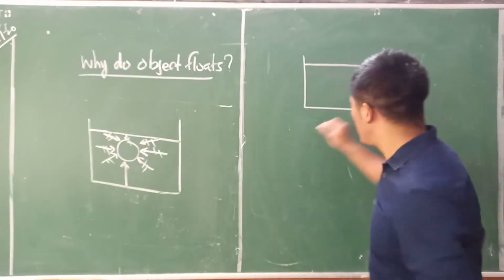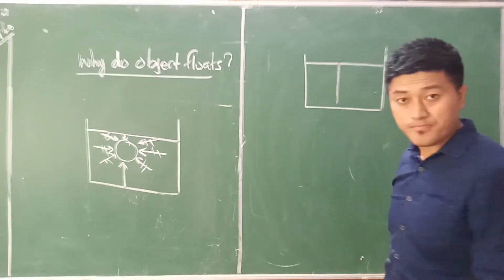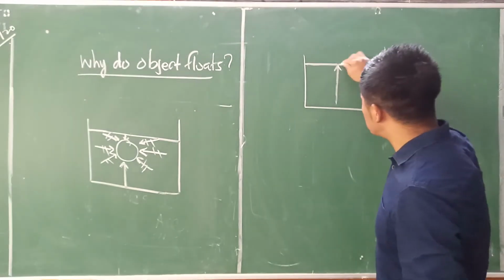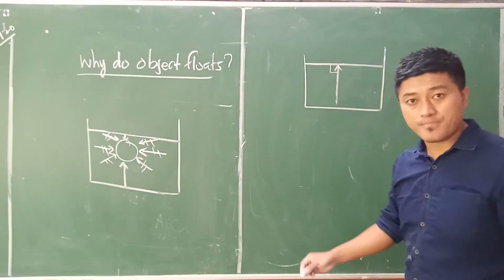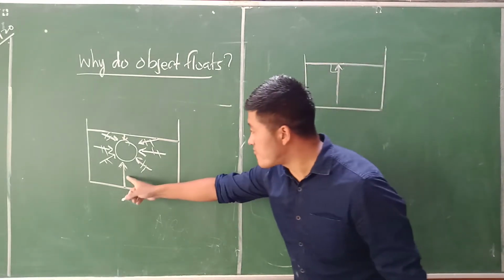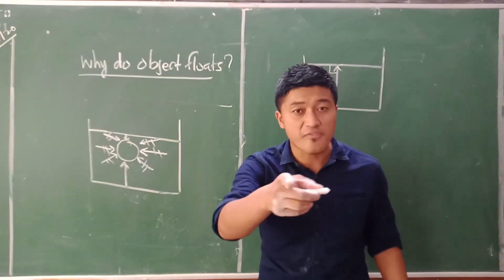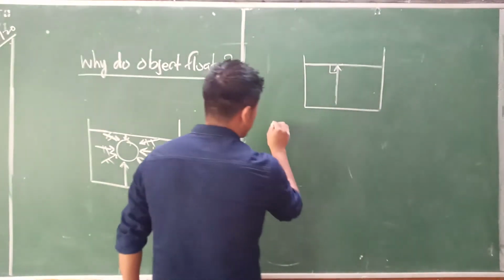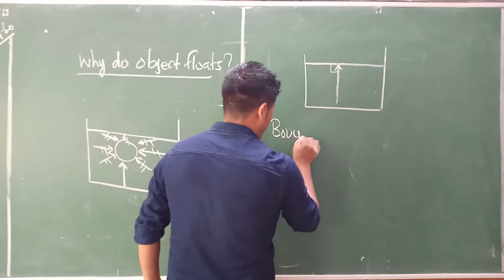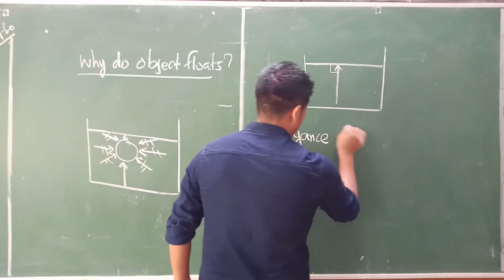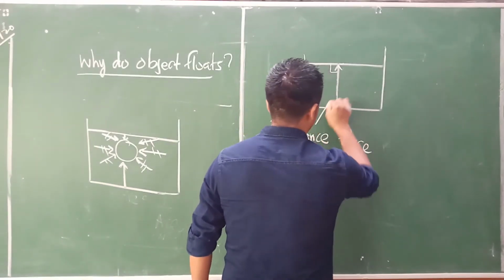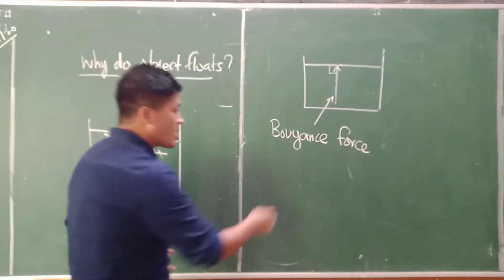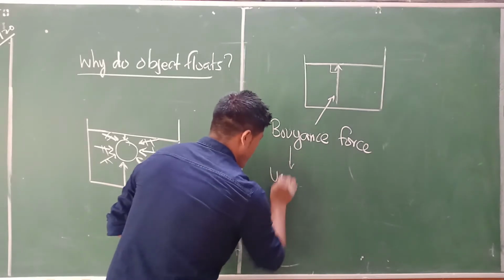This particular force is acting upward here. Understand? And this is the surface here, and there is a perpendicular here. So this particular force is normally what we refer to as buoyant force, right? Now this buoyant force is also referred to as upthrust force.